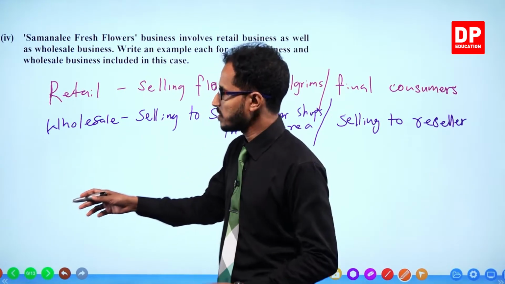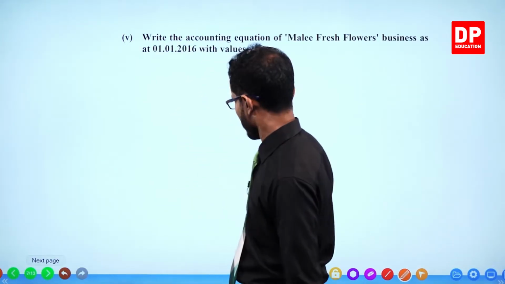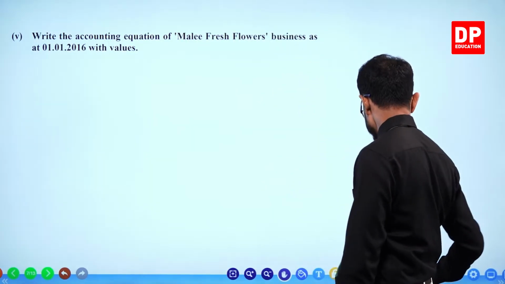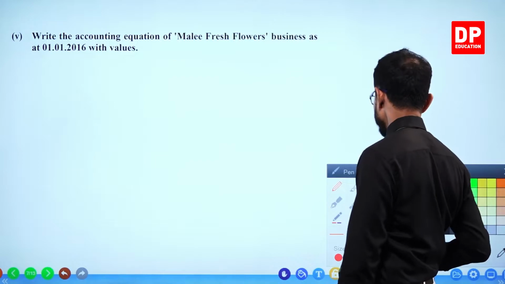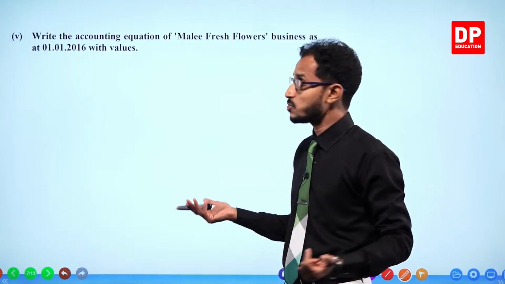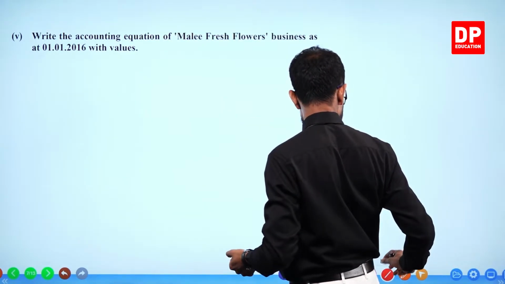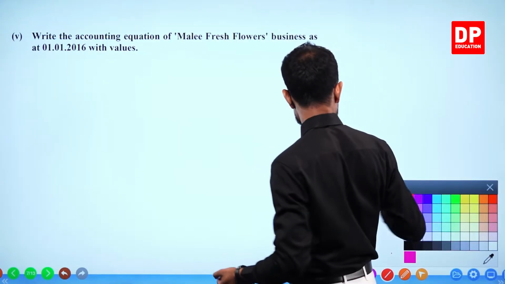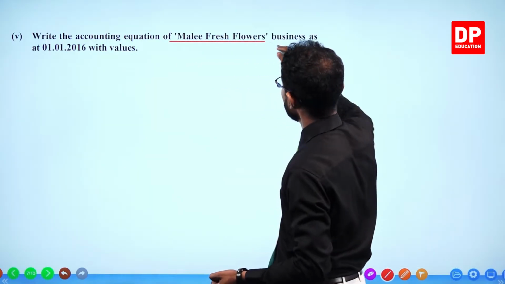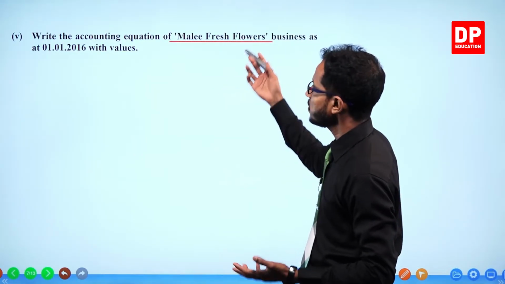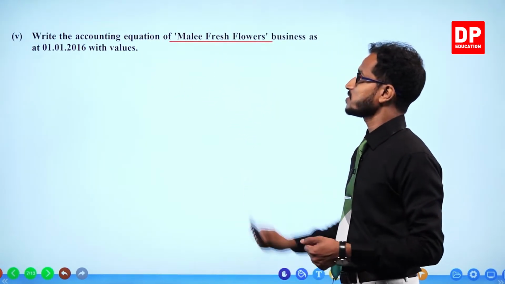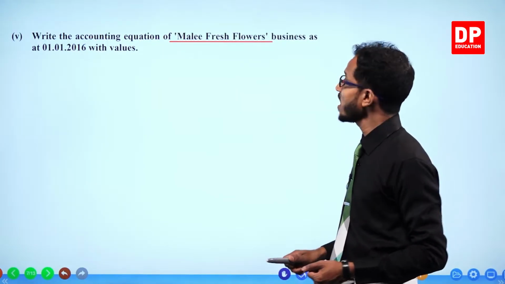Yeah, we are done with 4, and the 5th one. Write the accounting equation of Mali Fresh Flowers. They are not asking us to write anything of Samanali. They are asking us to write the Mali Fresh Flowers business. Write the accounting equation of Mali Fresh Flowers, the sole trader business.